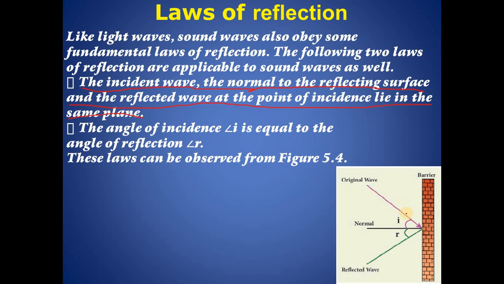So this line indicates the incident ray. The incident wave, the normal to the reflecting surface, this is the normal to the reflecting surface, and the reflected wave, this is the reflected wave at the point of incidence, lie in the same plane. So both the waves are lying in the same plane.